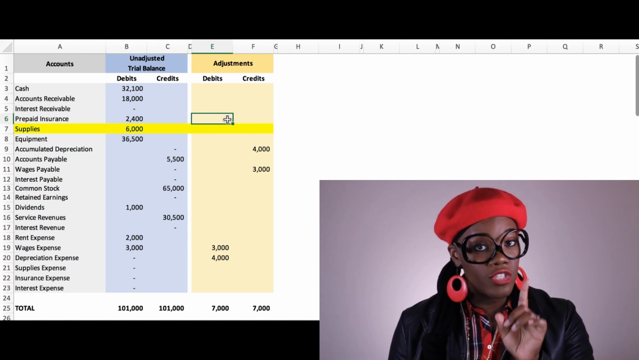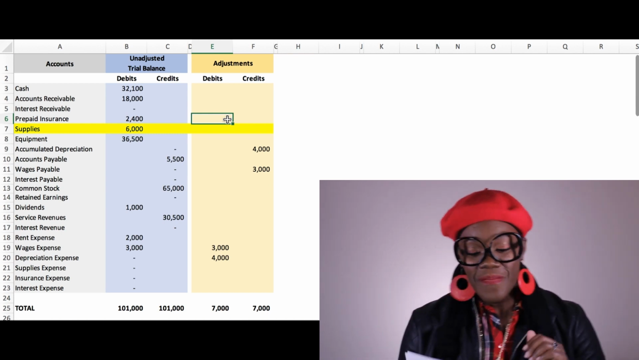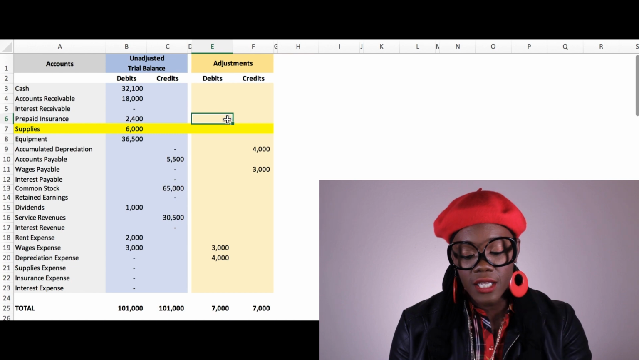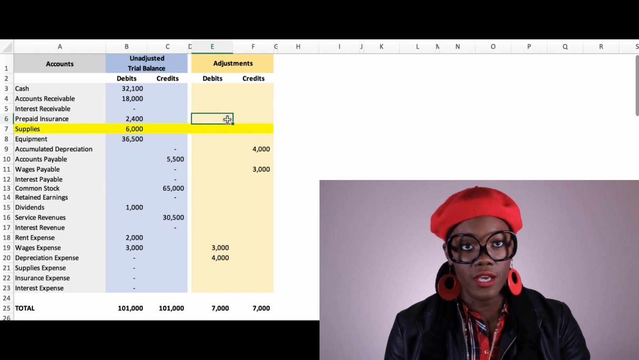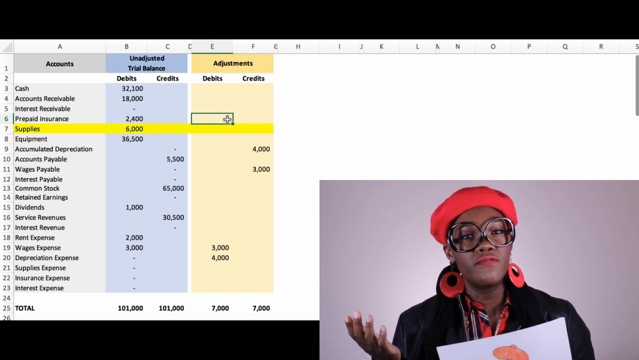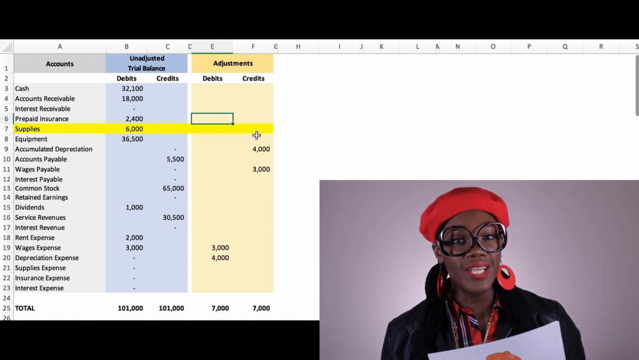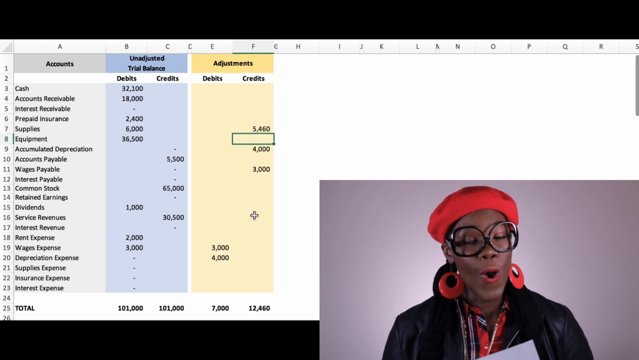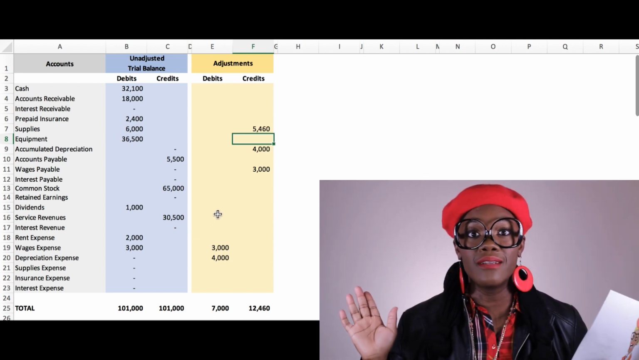Okay, so this is the tricky one, and everybody always gets this one wrong because it's so tricky, and that's why I love it. So I'm gonna help you through this. A physical count of supplies at the end of the year shows that we have $540 of supplies on hand. So we started with $6,000 and we only have 540 left. How do we get from 6,000 to 540? That's right. We have to subtract $5,460.